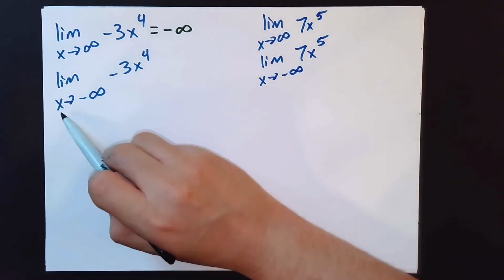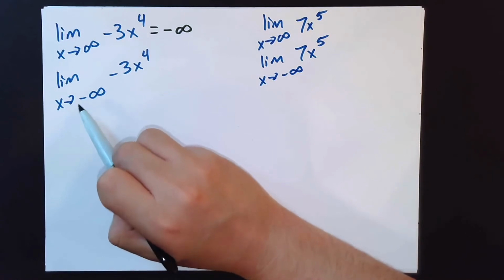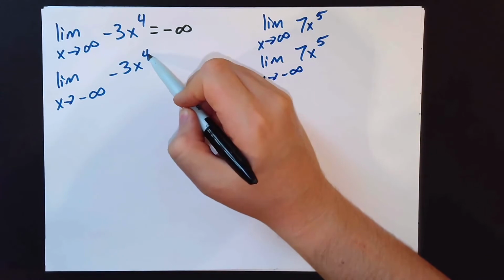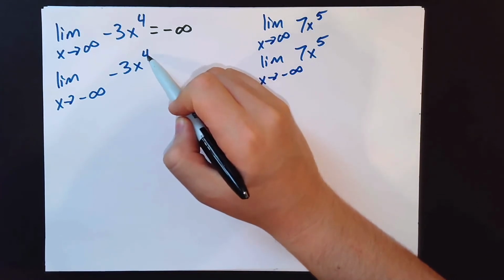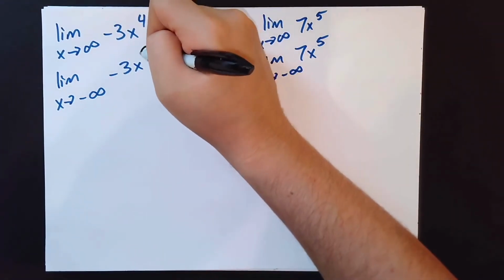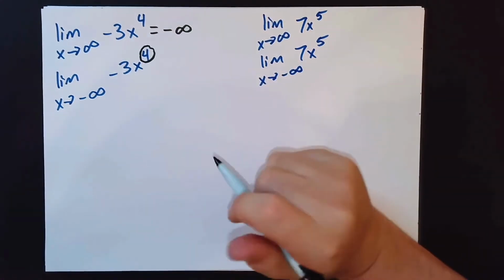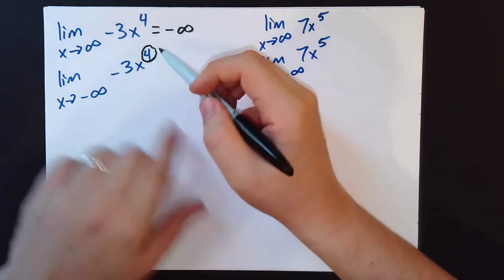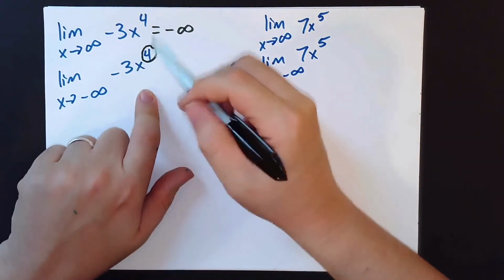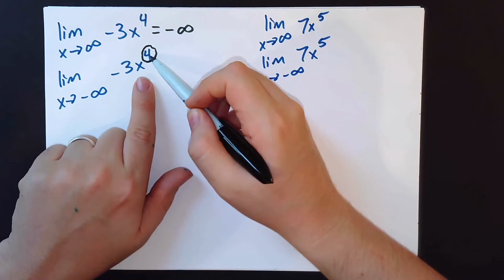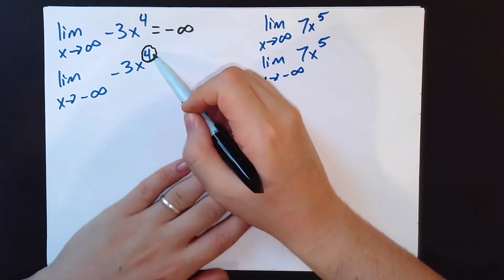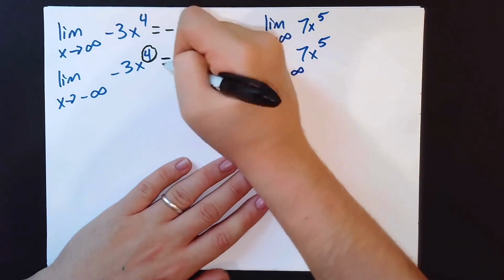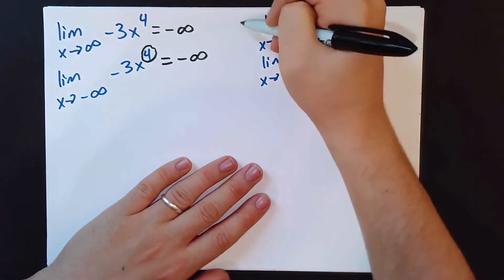Now what happens if I plug in a huge negative number? If I plug in a huge negative number and I raise it to the 4th, I get a huge positive number. Again, the reason for that is because 4 is even. There's an even number of minus signs, so they all pair off and cancel. So a huge negative number raised to the 4th power is a huge positive number, but then multiplied by minus 3, it's going to be a huge negative number again.